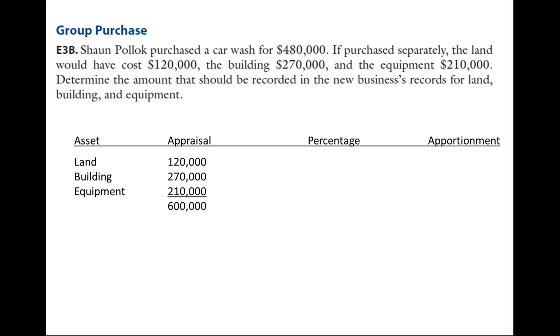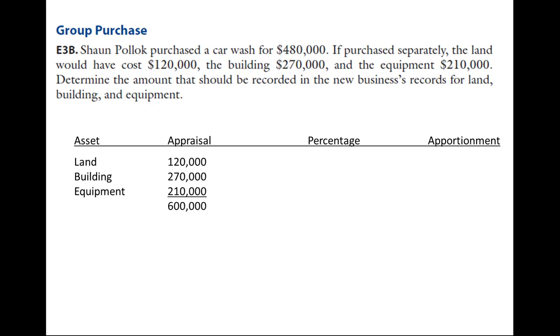So we need to figure out, of this purchase, how much do we need to distribute to the land account, to the building account, and to the equipment account, because they're all going to have a separate account. We can't lump it all together in just car wash. The building will depreciate and the equipment will depreciate at different rates, so they have to have their own accounts.